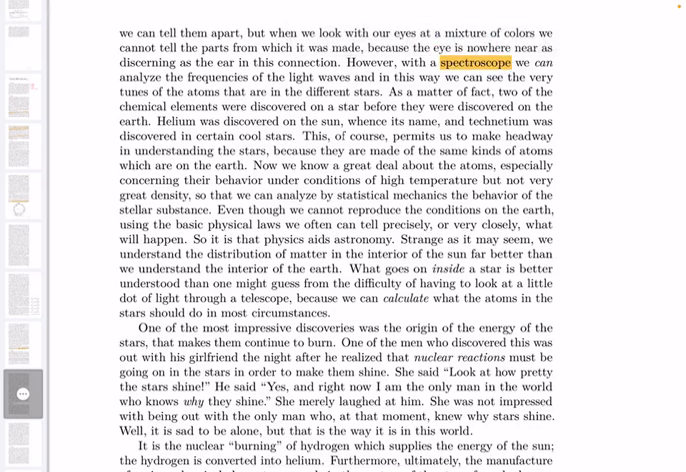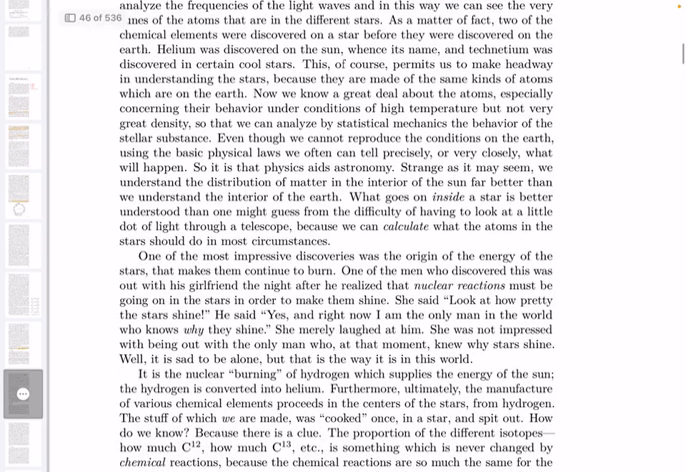We can analyze the frequencies of the light waves, and in this way, we can see the very tunes of the atoms that are in the different stars. As a matter of fact, two of the chemical elements were discovered on a star before they were discovered on the Earth. Helium was discovered on the Sun, whence its name, and technetium was discovered in certain cool stars.